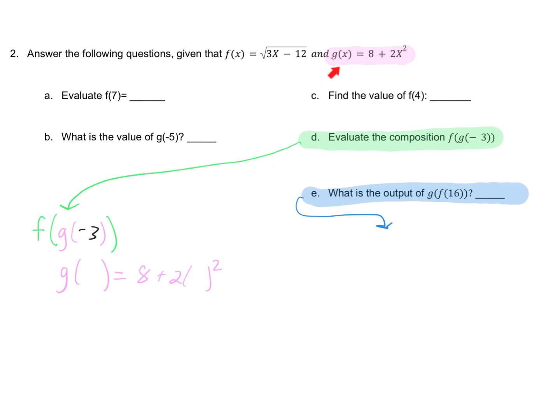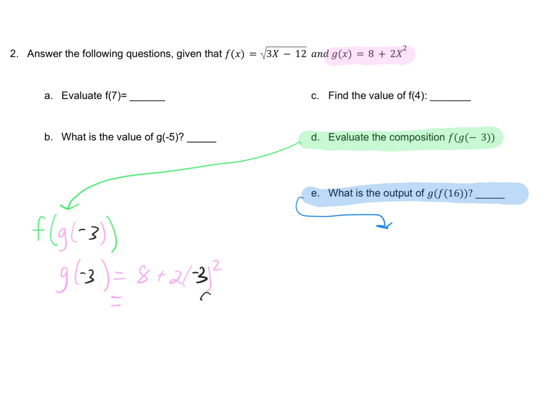Let's look up here. G of x is 8 plus 2x squared. So everywhere we see an x, we put parentheses. G of x equals 8 plus 2x squared. And now the value being dropped into this g function is negative 3. So we write g of negative 3 is 8 plus 2 times negative 3 squared. Then we evaluate that.